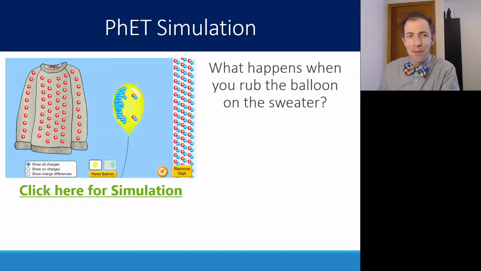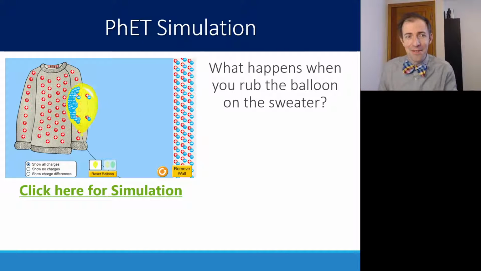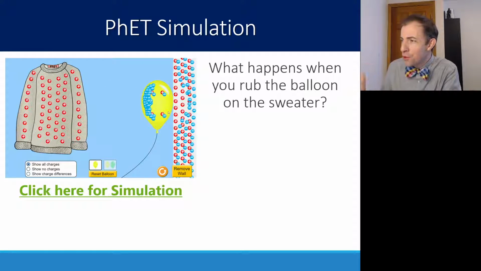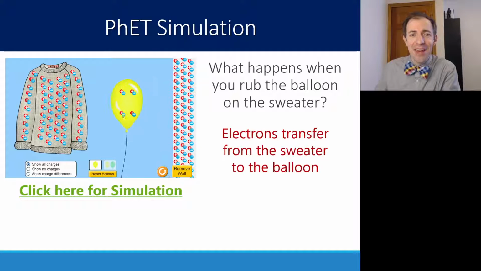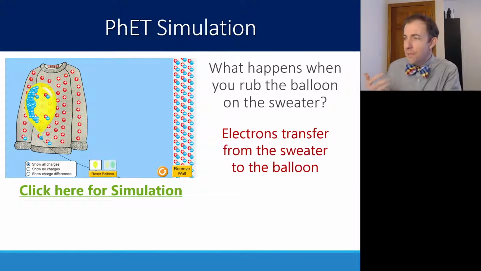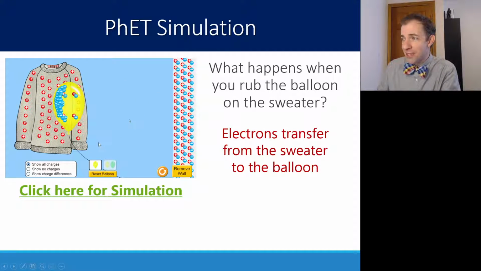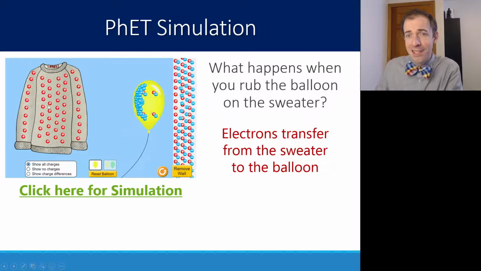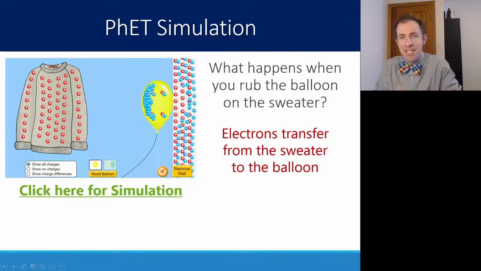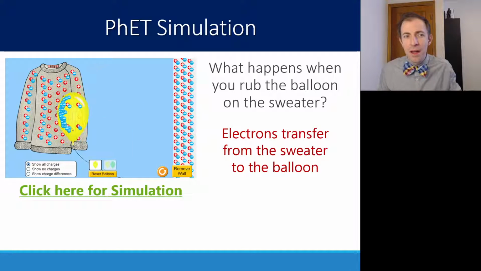We can rub a balloon on a sweater, and you can do this in real life as well, and you'll see that that balloon picks up lots of extra electrons. And in the process, the balloon becomes very negatively charged, while the sweater becomes positively charged because those electrons have been removed from the sweater.